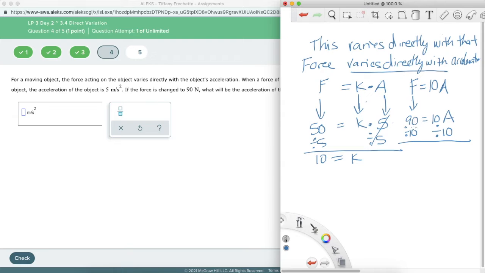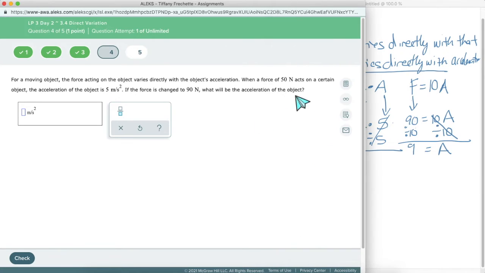90 divided by 10 is 9. 10 divided by 10 is 1, and that equals A. So if the force is 90 newtons, then the acceleration is 9 meters per second. If the force is 50 newtons, the acceleration is 5 meters per second.